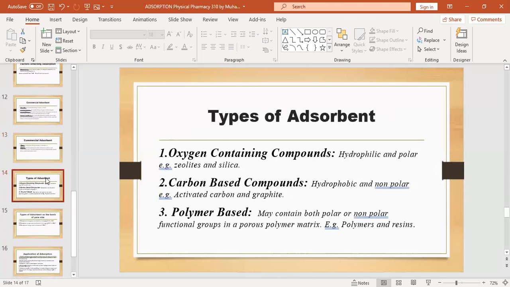Types of adsorbent. There are different types of adsorbent. First, we classify adsorbents on the basis of the compounds they contain: oxygen-containing compounds. They are hydrophilic and polar. Examples are zeolites and silica. The second one is carbon-based compounds, hydrophobic and non-polar. Activated carbon and graphite are the examples. The third one is polymer-based, which may contain both polar or non-polar functional groups in a porous polymer matrix. Examples are polymers and resins.